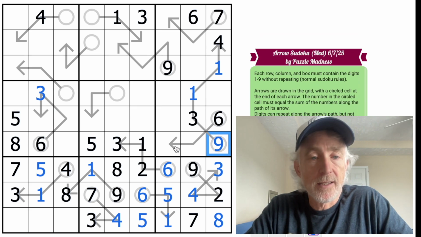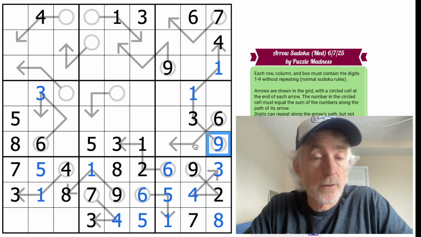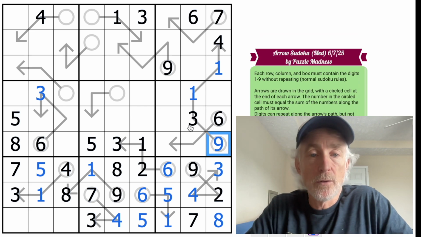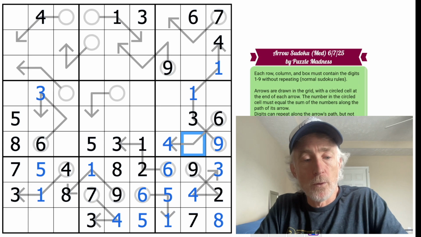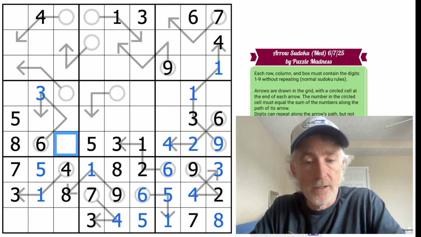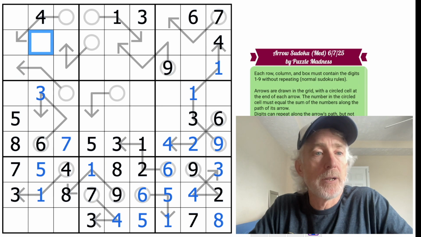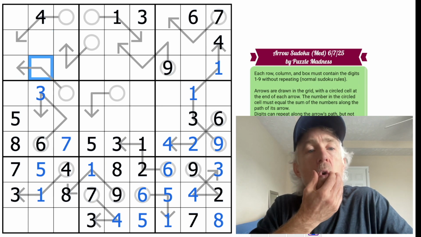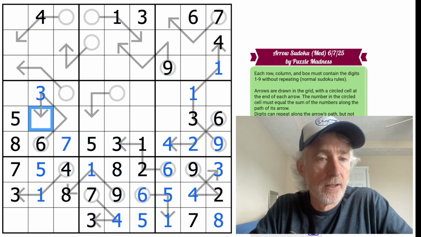Let's see, how about this 6? We can't do 1 and 5 because we have a 1 here. We could do 2 and 4. So 2 and 4 is the option because we can't do 3 and 3. And there's a 4 that points at this cell. So this is 4, this is 2. And the last number in this row now is a 7. And the 7, along with this 7, points up here. So 7 could still be in one of these two cells.